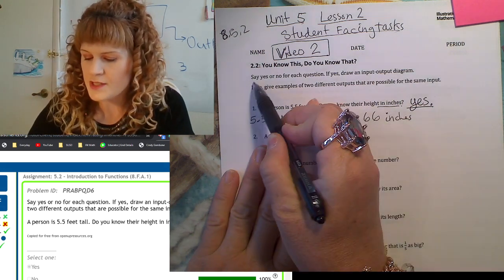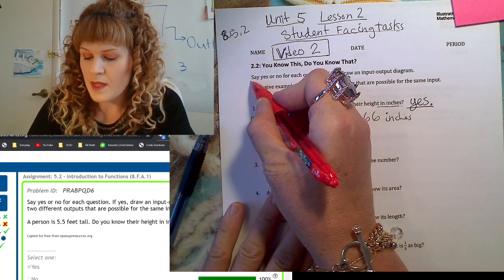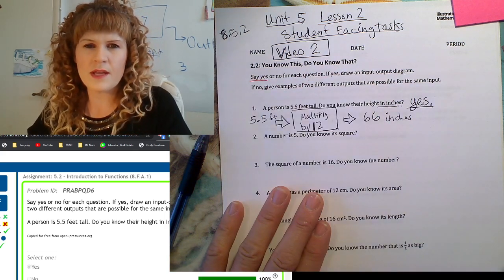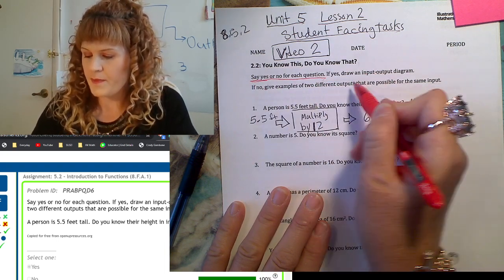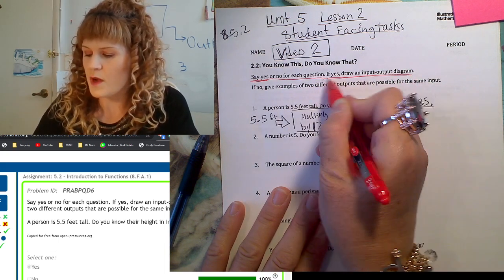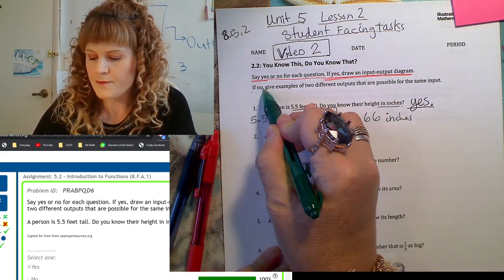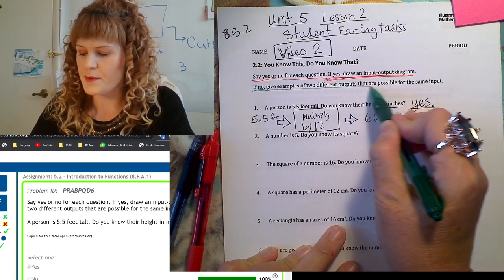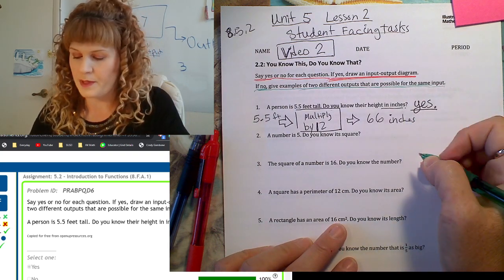Okay, the directions say, this is the second activity. You see it on your screen right here. Say yes or no for each question. If yes, draw an input-output diagram. If no, give examples of two different outputs that are possible for the same input.